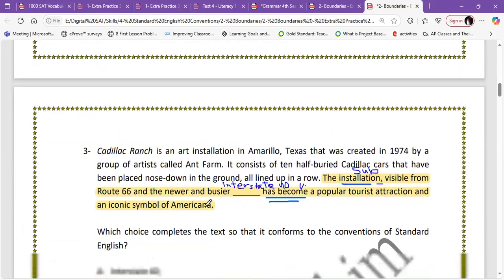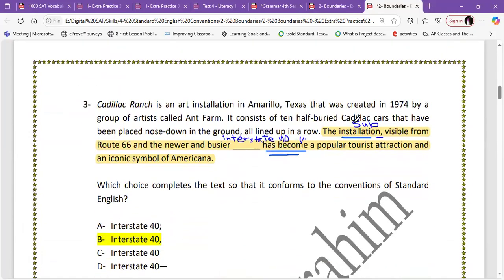The beginning of the sentence: the installation, here is the subject. After the subject comma, before the verb comma. Here is the verb: has become. After the subject comma, before the verb comma. Thank you. What between the commas is not essential. The installation, comma, has become, comma: after the subject comma, before the verb comma.